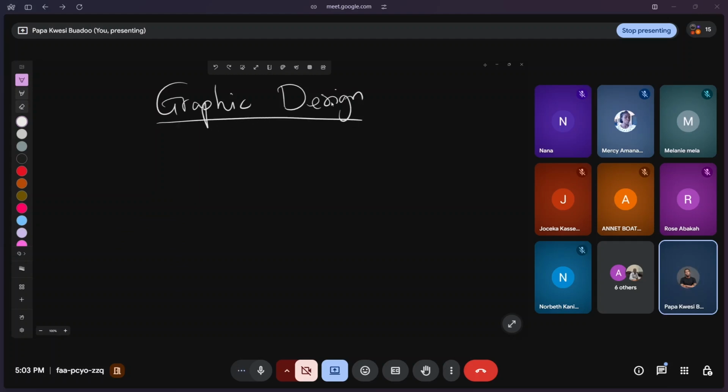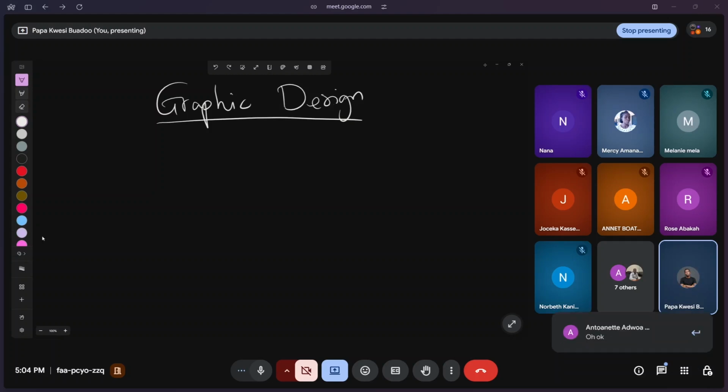So anytime you tell somebody that you're into graphic design or you're a graphic designer, the first thing that comes to that person's head is that you do flyers or you design flyers. That's what people perceive graphic design to be. They think, oh, you're a graphic designer, so all you do is flyers and posters. But that's not what graphic design is all about. Graphic design is a broad term, and there are lots of fields or careers under graphic design.